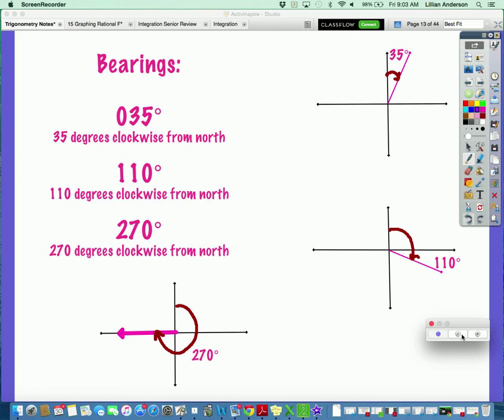So your question, do they always go clockwise? Yes. Always clockwise from the north direction. What if it's negative? If it's negative 35, then instead of going clockwise, you would go counterclockwise. But I've never seen a bearing that is negative. Usually all bearings are in the positive direction. And so they might say a bearing of 310 degrees, you're still going from that north direction.